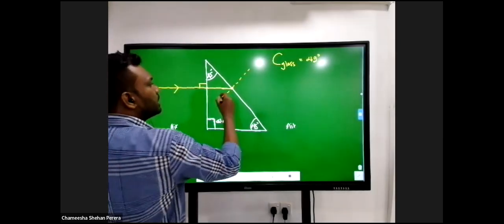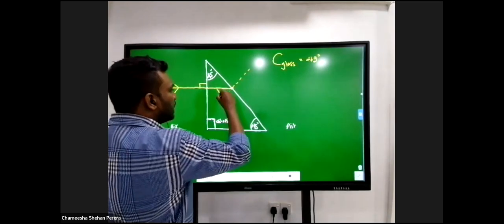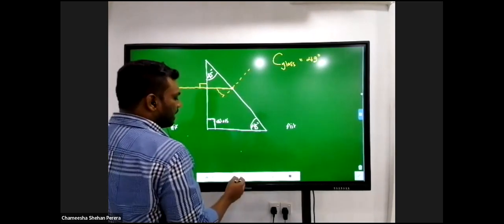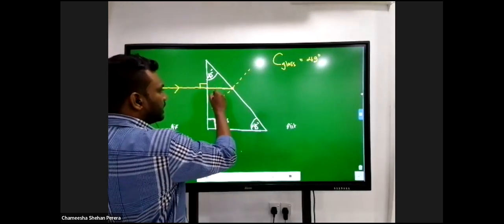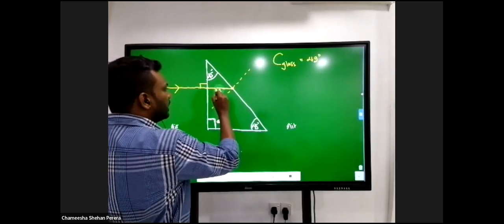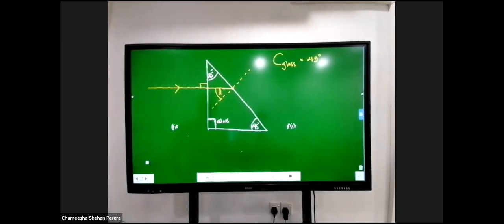This has to be considered as the incident angle, because it is the angle between the incident ray and the normal. The yellow ray is the incident ray and this is the normal, so this is the incident angle. Now can somebody tell me what would be the value of I? Vincent, 45. Yes, exactly. It's 45.